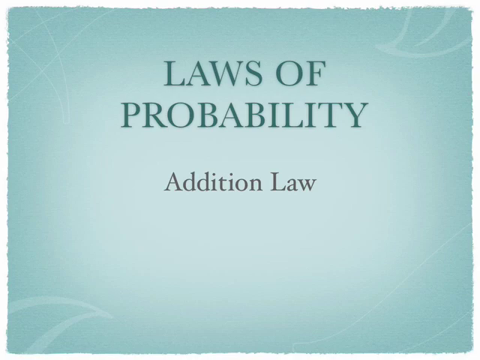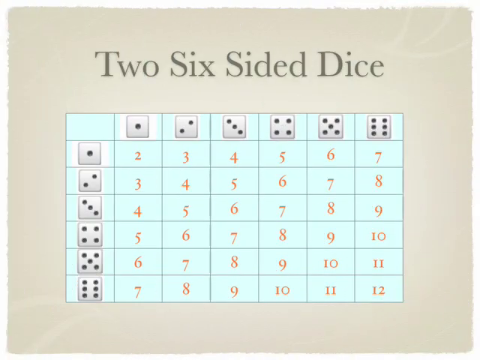Laws of probability, the addition law of probability. Now imagine you have two 6-sided dice. There's 36 total possibilities.